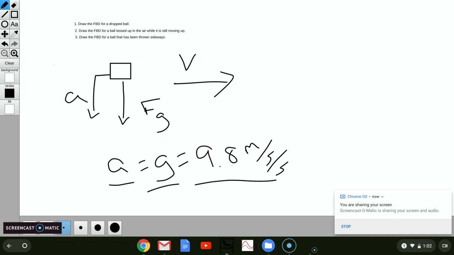So what you should have come up with is that in the horizontal direction, objects move at a constant velocity because there's no forces acting on them. But in the vertical direction, it is accelerating.